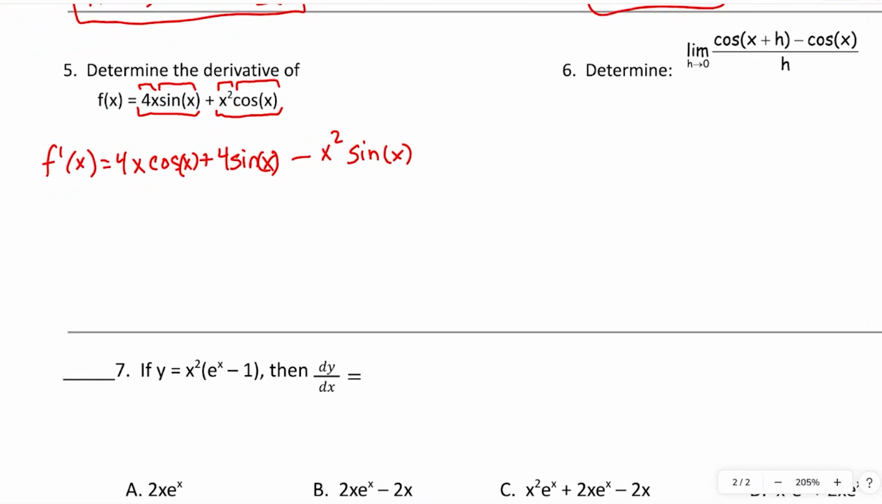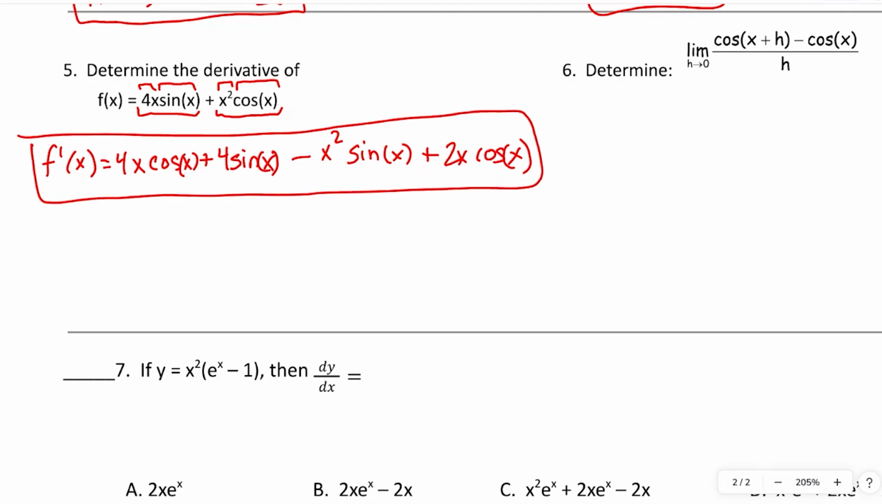Okay, so my last term here is going to be plus the derivative of the first, which would be 2x, times the second, which is cosine x. And I'm not even going to bother trying to simplify or factor or anything. I'm just going to leave my answer just like that.